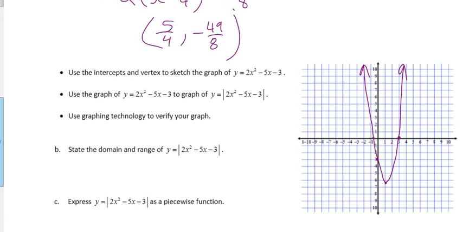Use the graph of that to draw. So now what do we do to get the graph that we want? Negative. Right, so we reflect this. Okay. Use graphing technology to verify your graph.